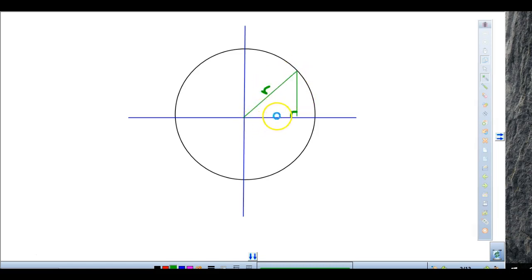And then I call this side X and this side Y because this ordered pair right here is in the form of XY, where from the origin to that point you would have to move X units to the right and then Y units above or up to get to that ordered pair right there. So that's why I refer to the sides of the right triangle as X, Y, and R.